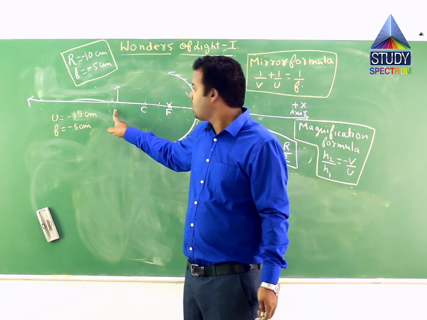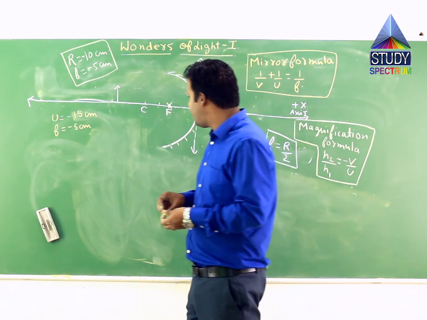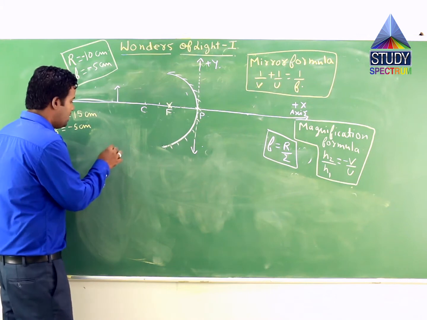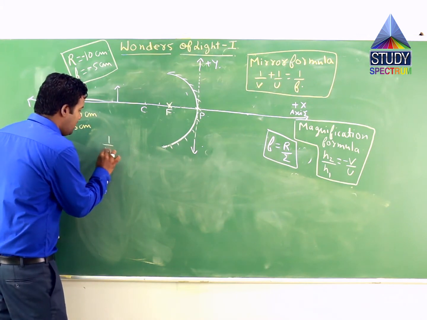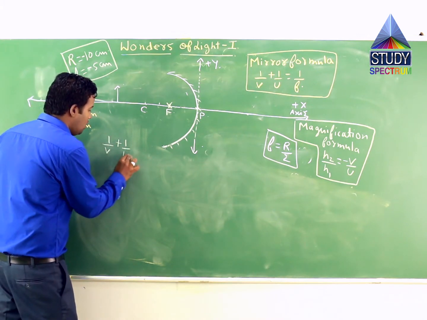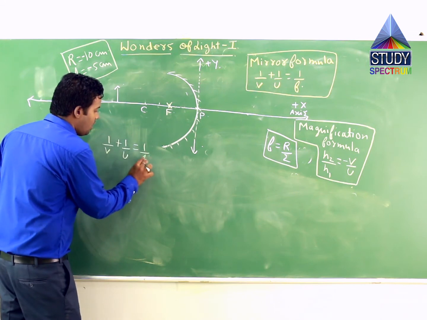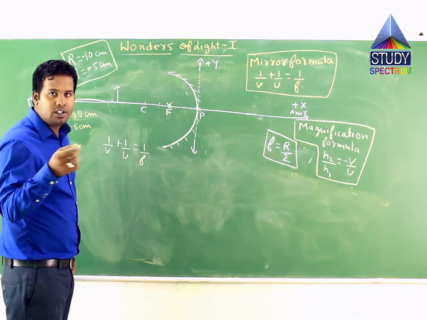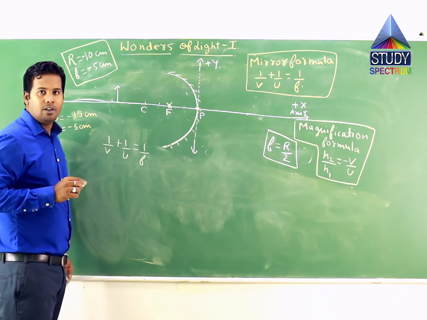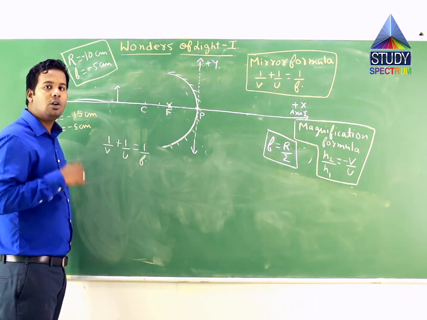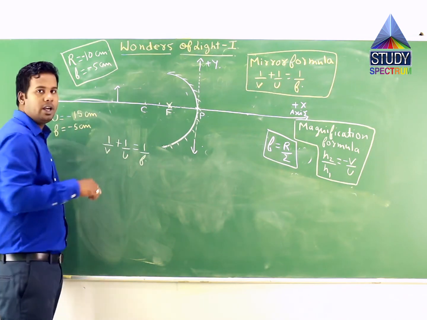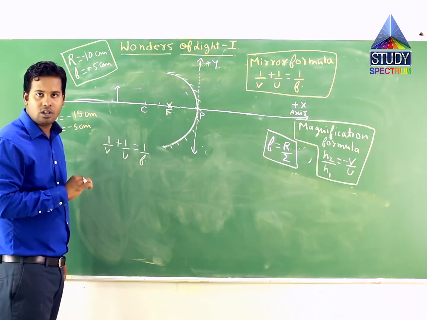minus 15 centimeter. Okay. So if I use the mirror formula once again, that is 1 by V plus 1 by U is equal to 1 by F. Don't forget, I am not changing the value of R and F because I am trying to solve theoretical questions. These values make our calculation easy for theoretical questions.